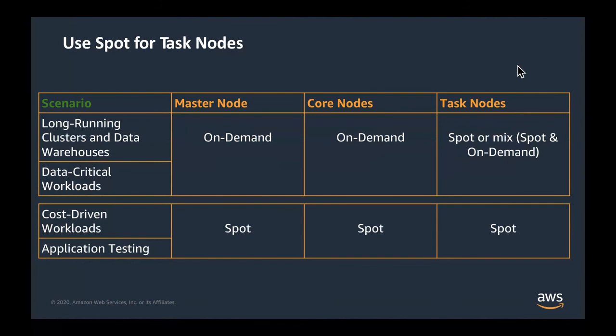And Spot for task nodes, we already talked about it in general terms. This introduces a little bit of a nuance: if you have a long-running cluster and data-critical workload, you can definitely still go with the same recommendation, on-demand for master and core and Spot for task nodes, but you can even fine-tune it by having a mix of Spot and on-demand in your task nodes. Even that's possible with EMR, and that gives you an added level of comfort if you want that. But at the same time, if it's a pure testing workload, and if you are extremely cost sensitive and you don't really mind rerunning it if the worst case scenario happens, you can run everything on Spot as well. So I just wanted to point that out as an option.